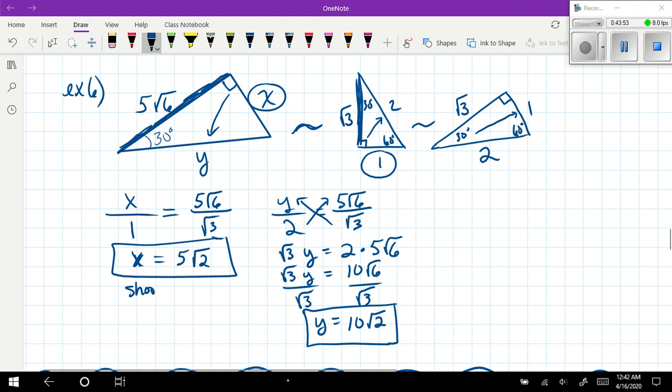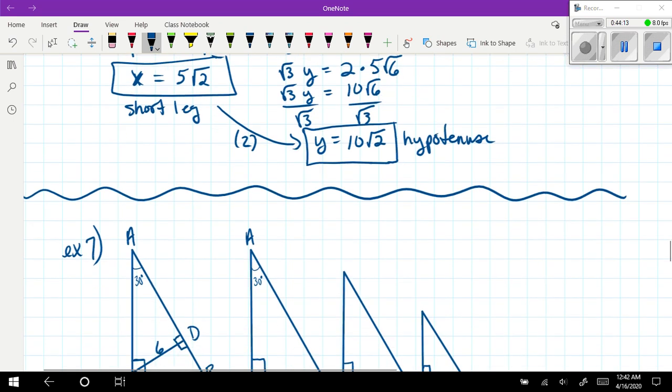This was the short leg. And this is my hypotenuse. And if you take the short leg and you multiply by 2, you get the hypotenuse. 5 root 2 times 2 is 10 root 2. That makes sense. Alrighty, move on to number 7.